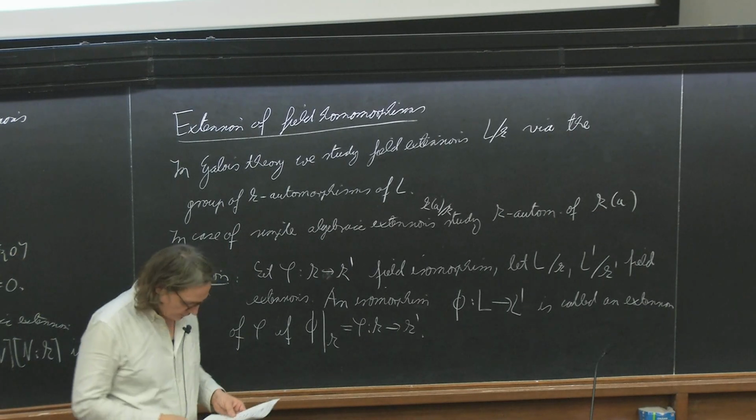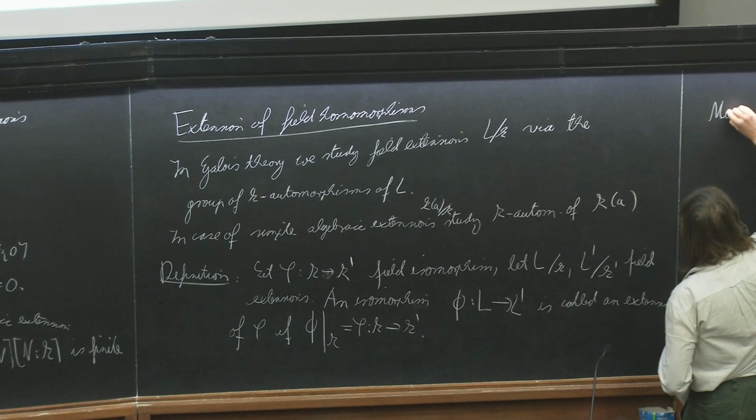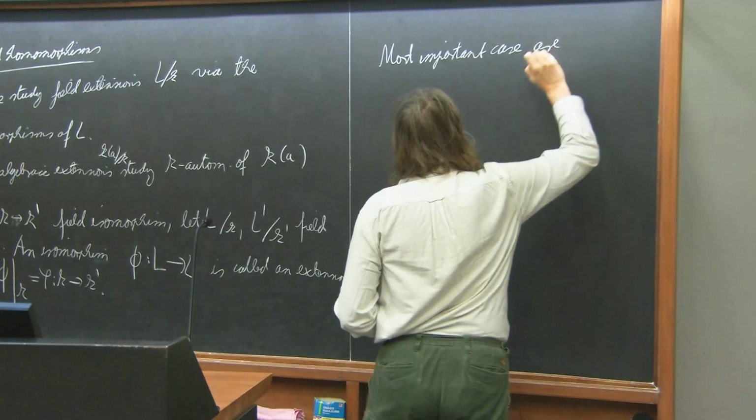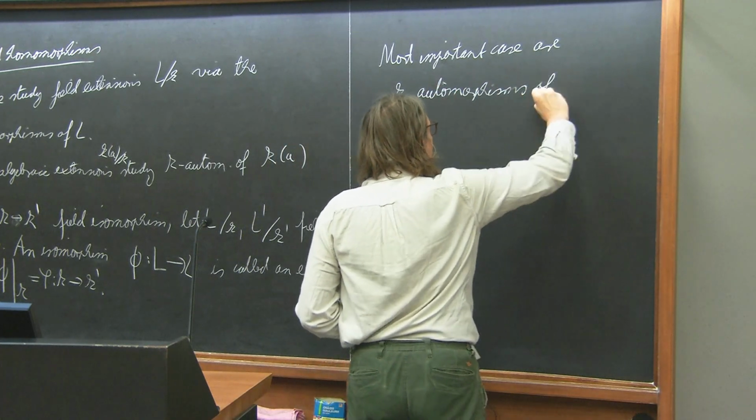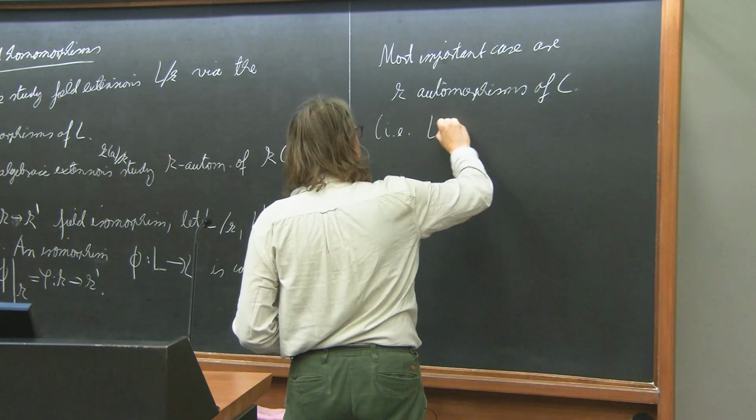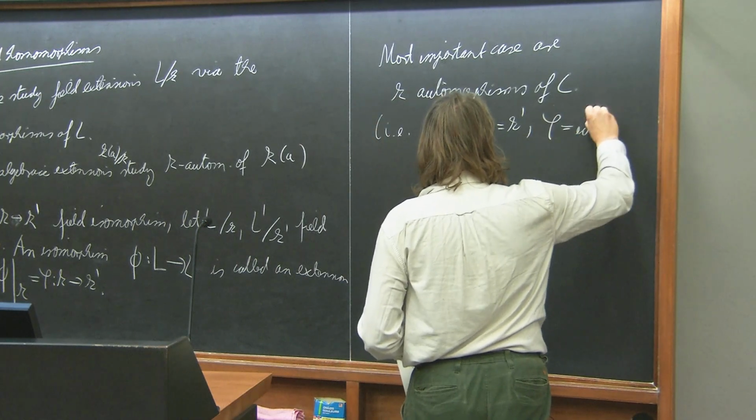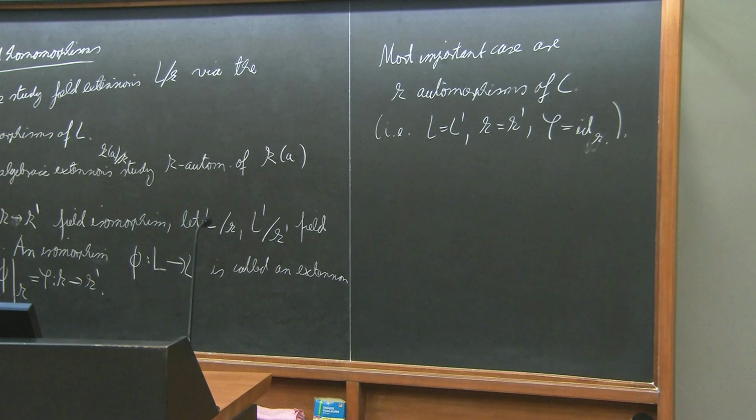Okay, and now we want to study this. So as I said, the most important case are the K-automorphisms of L, which means in this definition, we have that L is equal to L prime, K is equal to K prime, and phi is the identity on K. Okay, now let's look at this case.